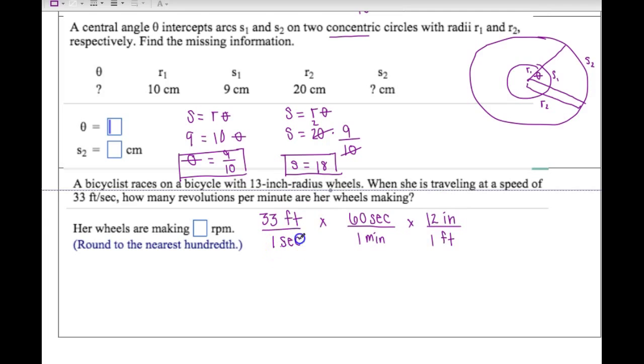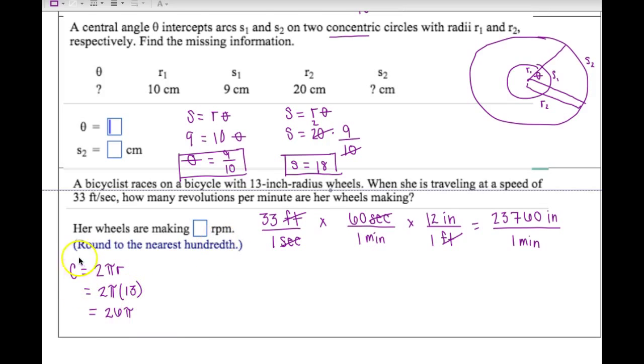So I've got seconds on top and bottom, so those cancel out. I've got feet on top and bottom, so those cancel out. So at the end, I'm going to be left with inches per minute. And if you multiply this out, you end up with 23,760 inches per minute. All right, so now I'm going to find the circumference of the wheels on my bicycle. The formula for circumference is 2 pi r, and I know that the radius is 13, so I'm going to plug that in. So I've got 26 pi.